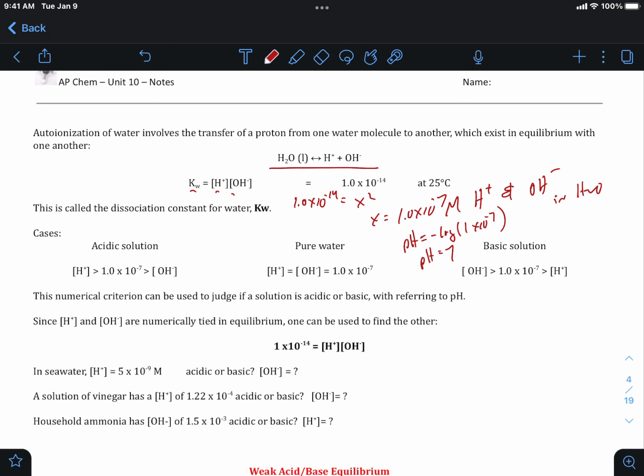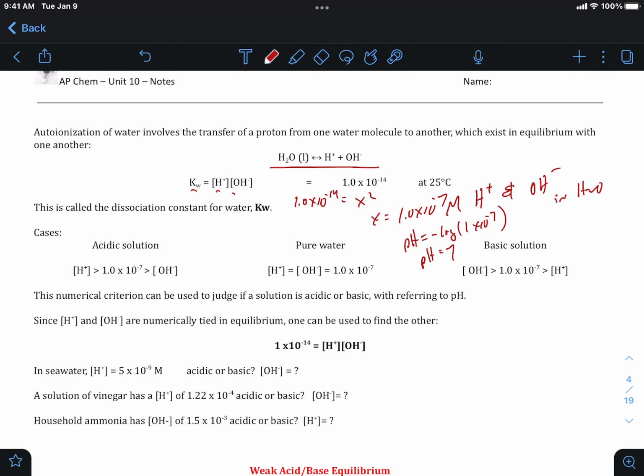Okay. This is a good stopping point here.